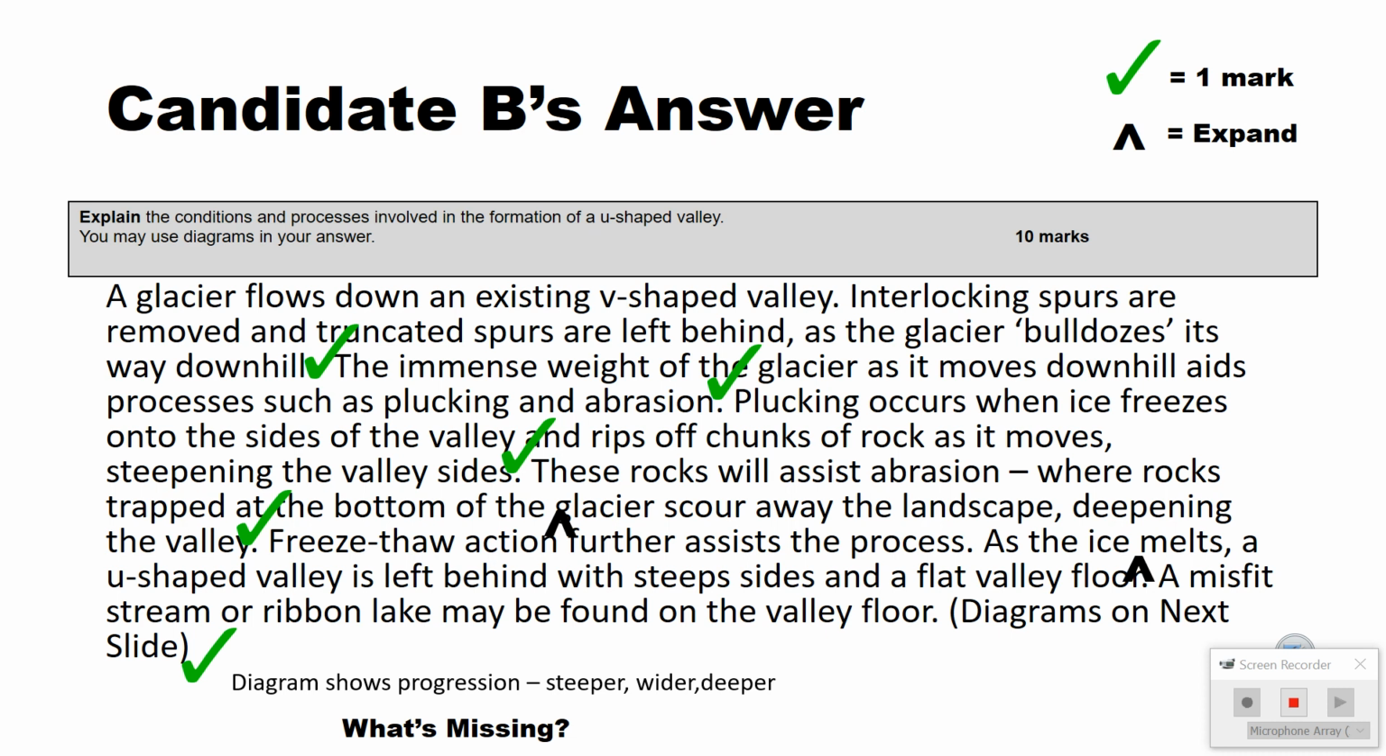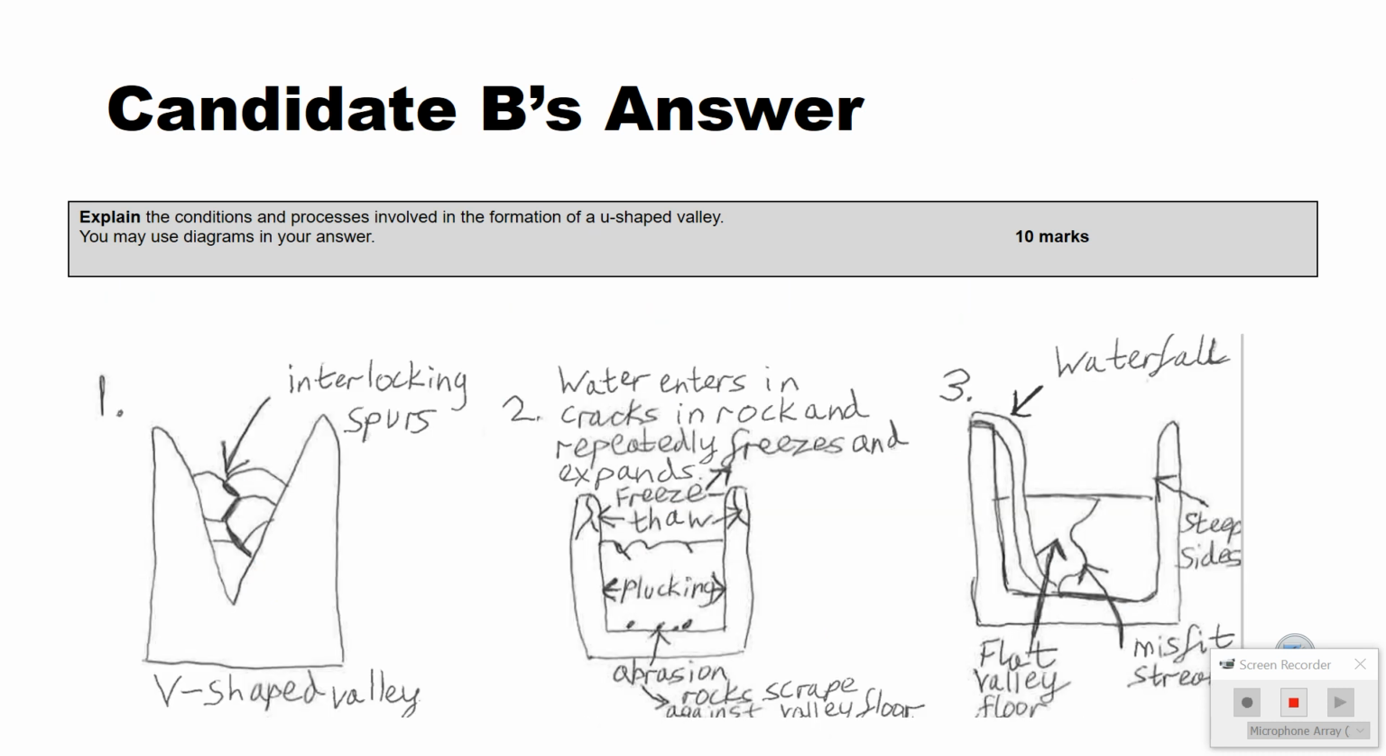No, 7 marks, sorry, out of a possible 8. So they would have had a much better answer just by adding that little point on. Right, there's your diagrams. So that candidate has identified where the processes happen, how they work. In actual fact, they probably would have got a mark for freeze-thaw because they've got a little explanation and where it happens as well. So probably full marks actually for that candidate.